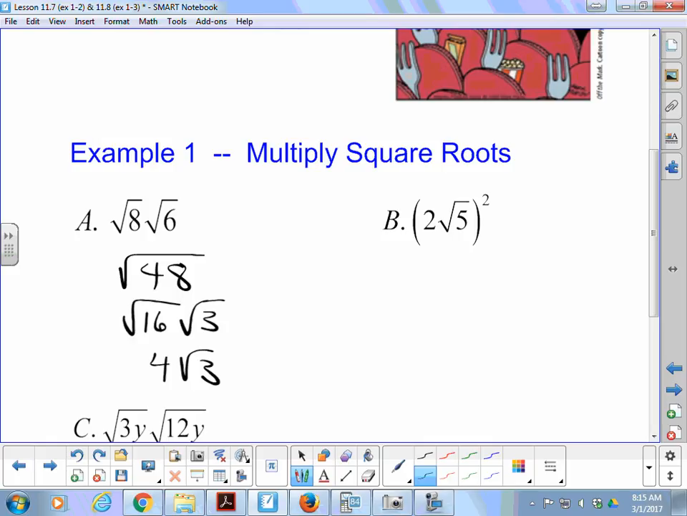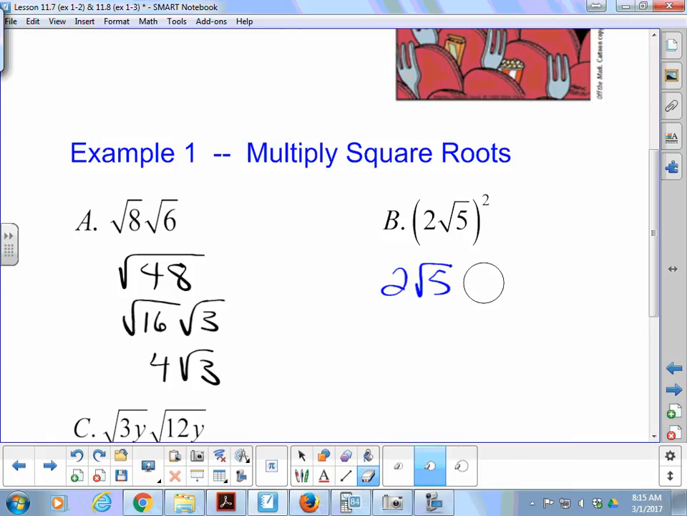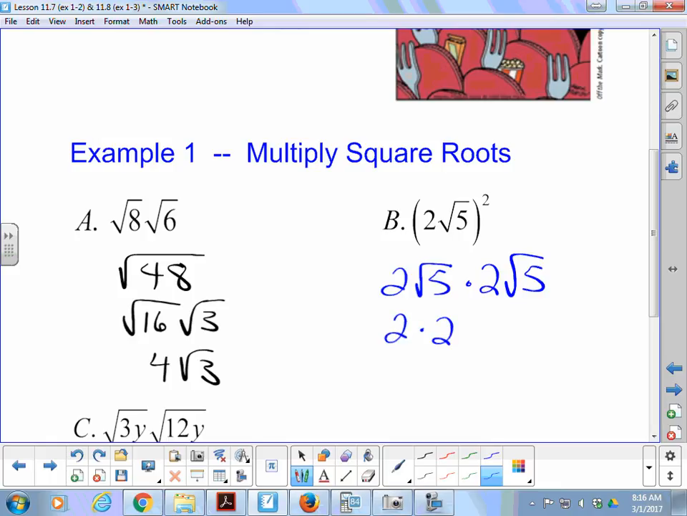Letter B. I'm going to look at letter B two different ways. One is that when you square this, reminder that that means it's multiplied by itself. So what I'm going to do is I'm actually going to rewrite this and put the numbers that are outside the radicals next to each other and the numbers that are under the radicals next to each other.